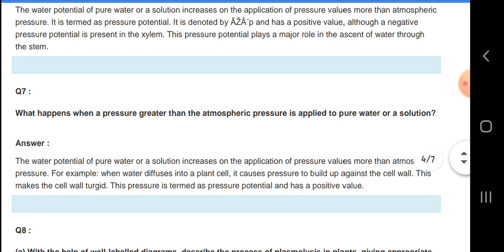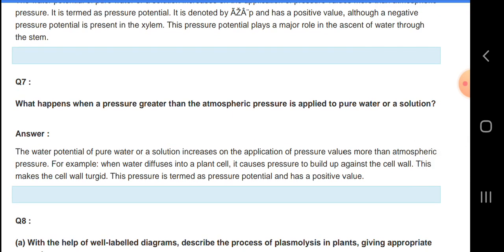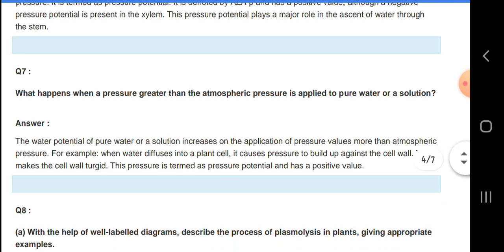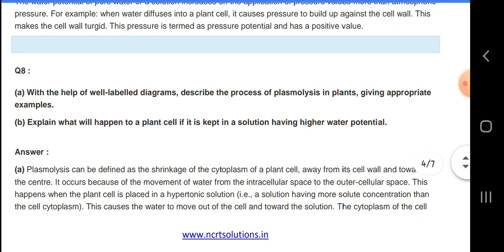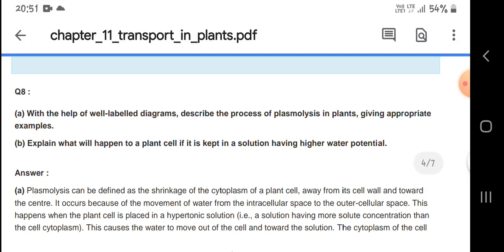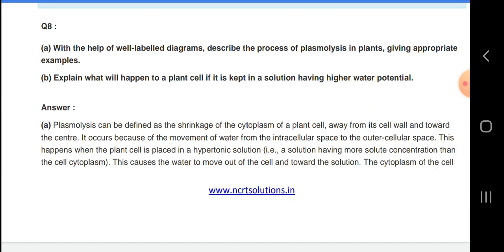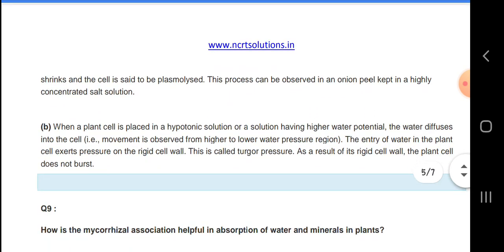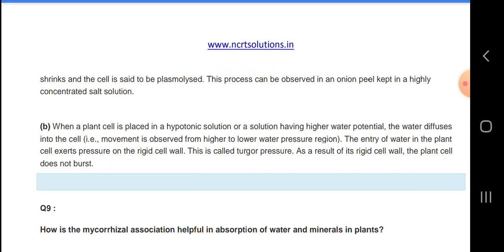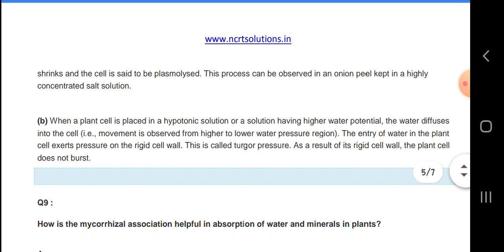Next, what happens when pressure is greater than the atmospheric pressure? So the water potential of pure water or a solution increases on the application of pressure more than the atmospheric pressure. Next, with the help of a well-labeled diagram, let us know about plasmolysis in plants. So plasmolysis can be defined as the shrinking of the cytoplasm in a plant cell. And next, when a plant cell is placed in a hypotonic solution or a solution having higher water potential, then the water diffuses into the cell.